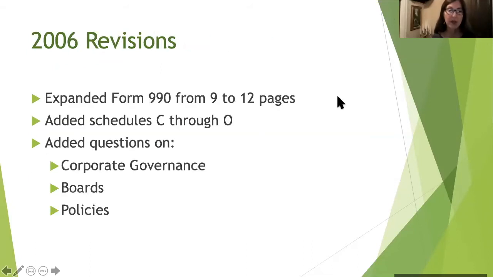Okay, so in 2006, they greatly revised the Form 990. The main part of the form went from 9 pages to 12 pages. And then you'll see as we go through this that there are a lot of schedules. There used to just be A and B, and now there are schedules through O. So that's a lot. They also asked questions that weren't there before that you as a board member should pay attention to. We'll go over those in more detail, but they relate to corporate governance, the board itself, and what the organization's policies are.